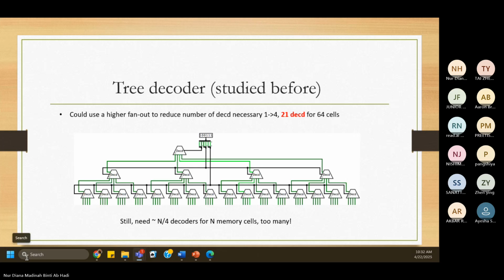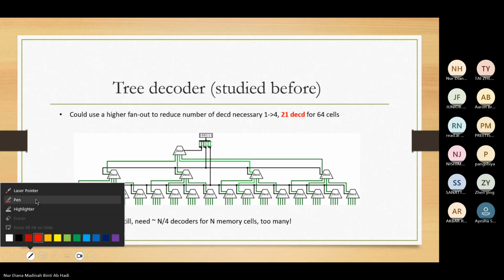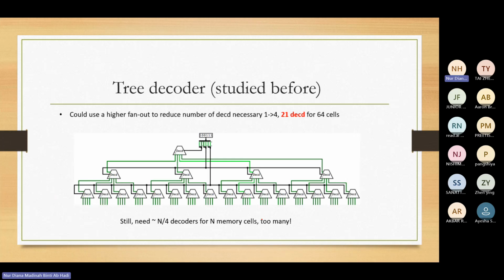what do we going to have? So for example, if we have memory cells equivalent to 126, how many decoders do we have? So 126 will be divided by 4. How many will we get?